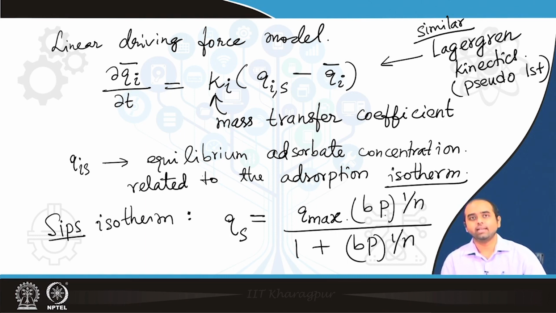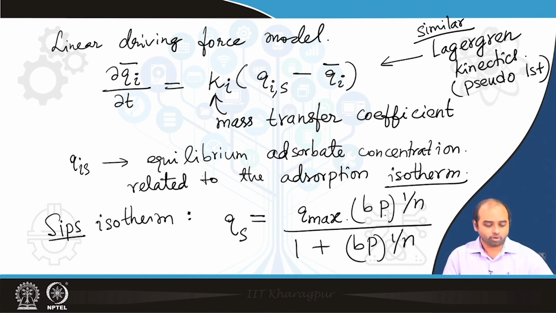Both the Freundlich and the Langmuir isotherm models are 2 constant models, right, and this SIPS model is a 3 constant model. But this can be simplified to any one of these models. So, this relates the equilibrium capacity, the equilibrium value or the equilibrium adsorbate concentration, and that is something which should be fed to the linear driving force model.